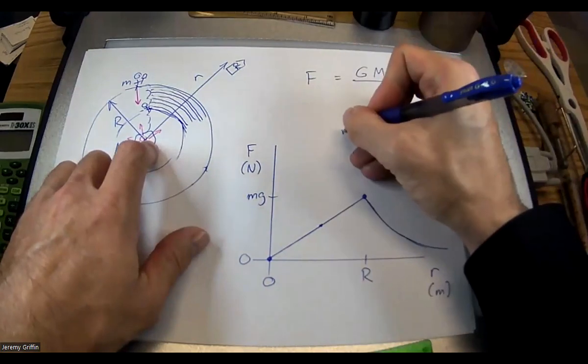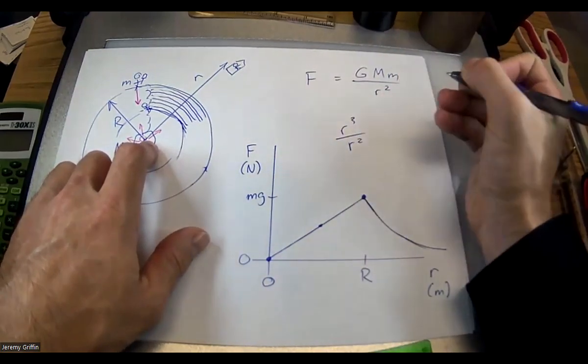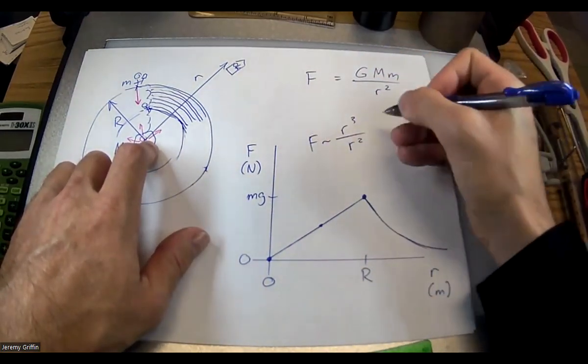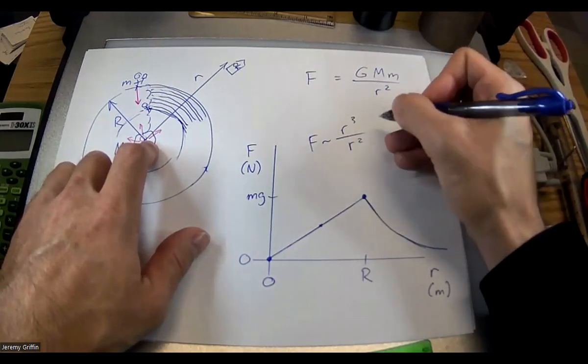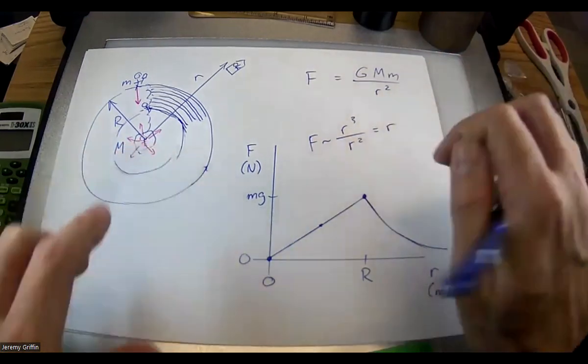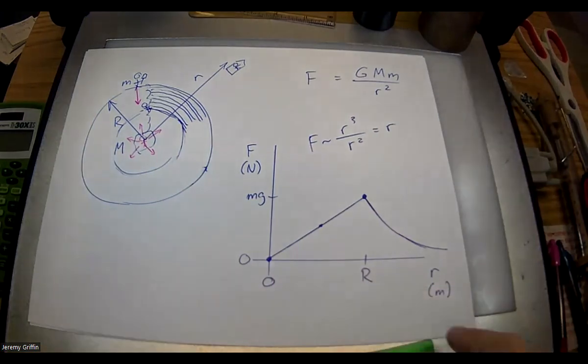R cubed over R squared. Force is proportional to... isn't that just r? Right. And that's why this is a straight line, basically. Right. You guys get that? Right. Next concept. Well, let's talk about tides a little bit.